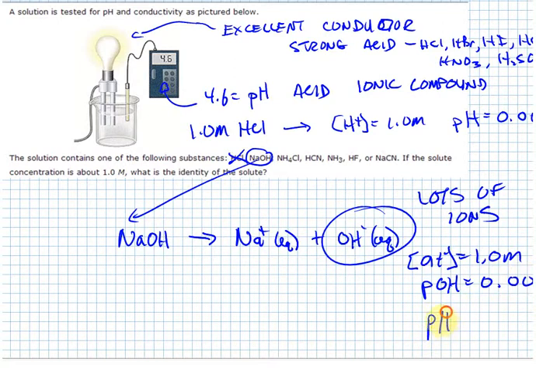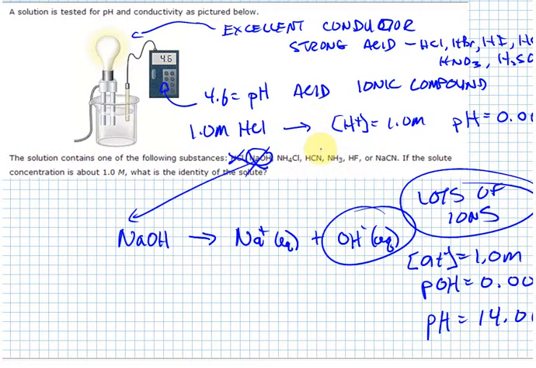And the pH is going to be what? The pH is going to be 14. All right? So even though this would satisfy the conductivity, no way does that satisfy the pH requirement. So we can rule out NaOH. Who else can we rule out? Let's see. Now we're left with two ionic compounds, NaCN and NH4Cl, and we've got a weak acid, a weak base, and another weak acid.